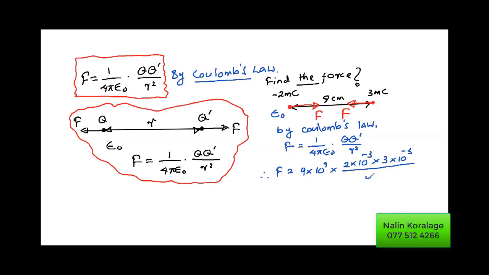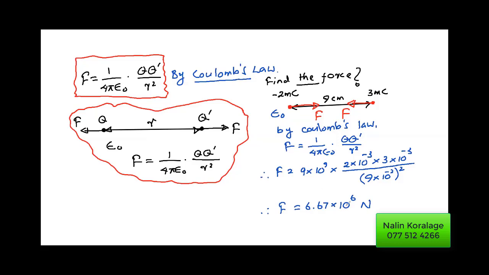So how does it come? 9 multiplied by 10 to the power minus 2. Why? Because centimeters have to be converted into meters. That entire thing is squared. F is going to be equal to 6.67 into 10 to the power 1, 2, 3, 4, 5, 6, 10 to the power 6. Force is measured in newtons. So 10 to the power 6 means mega.